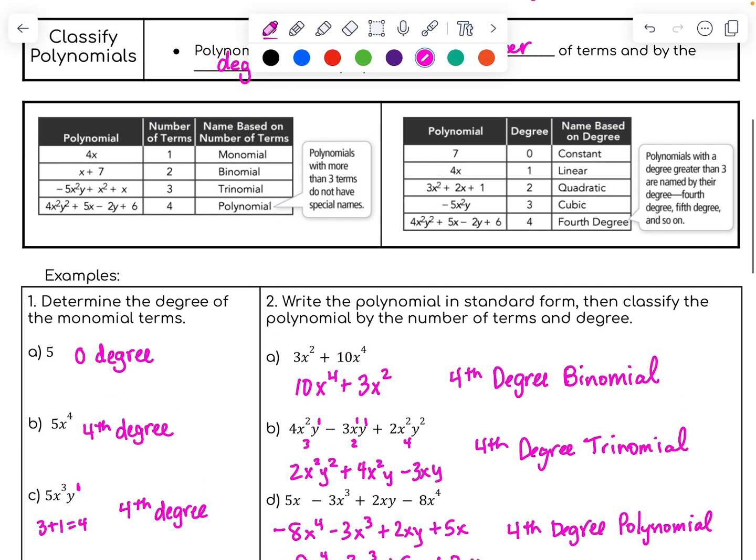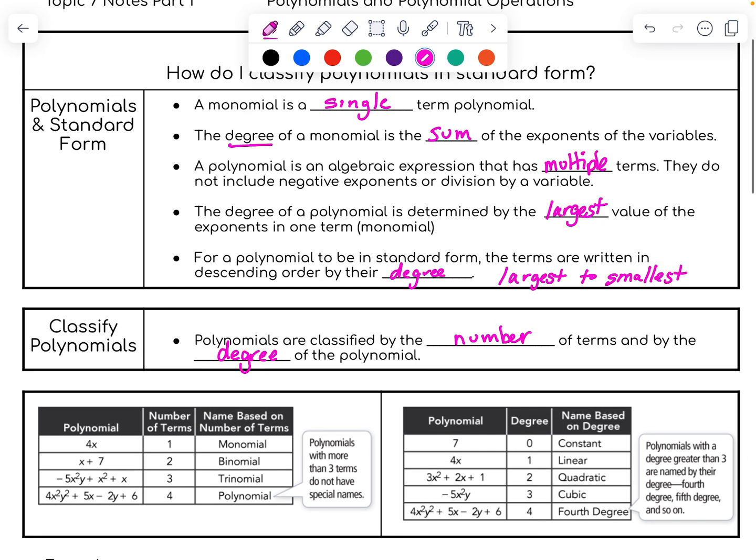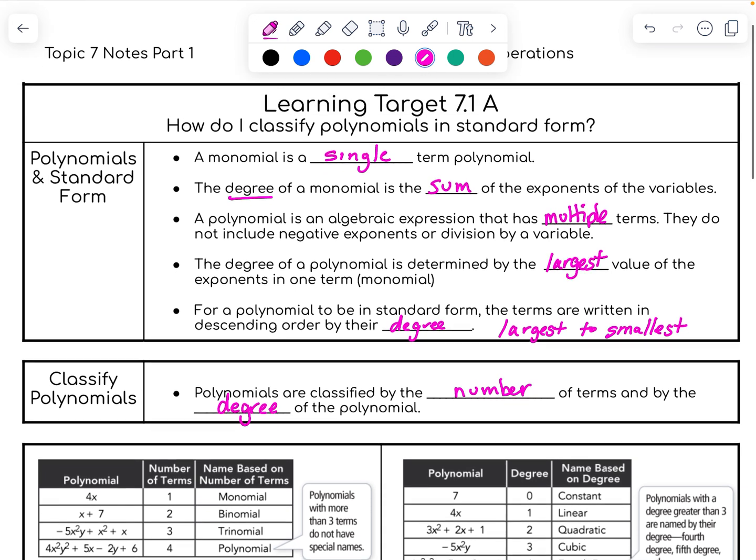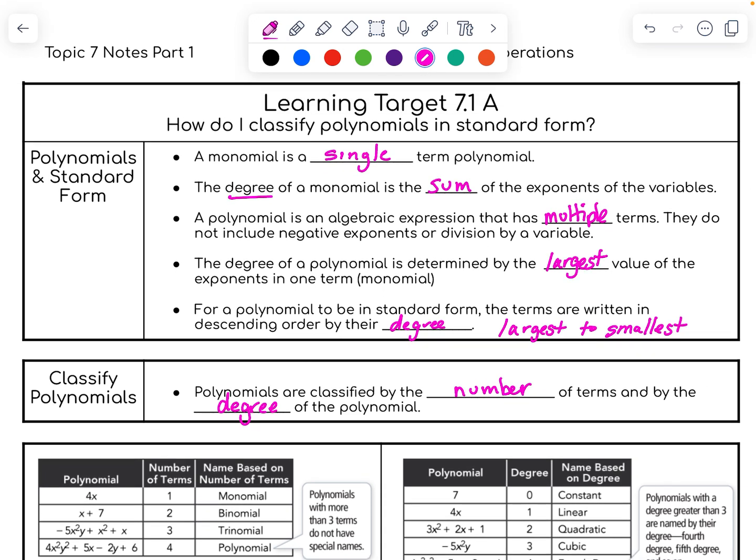And that kind of wraps up the basics of our terms. You're going to want to make sure you know these terms, so make sure you read them and study them. And now you can head to the first try it practices to go with Learning Target 7.1a.